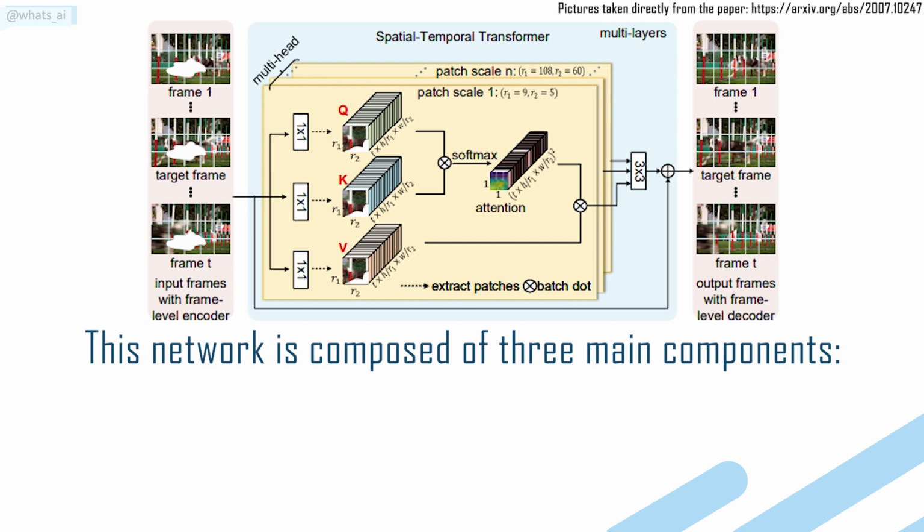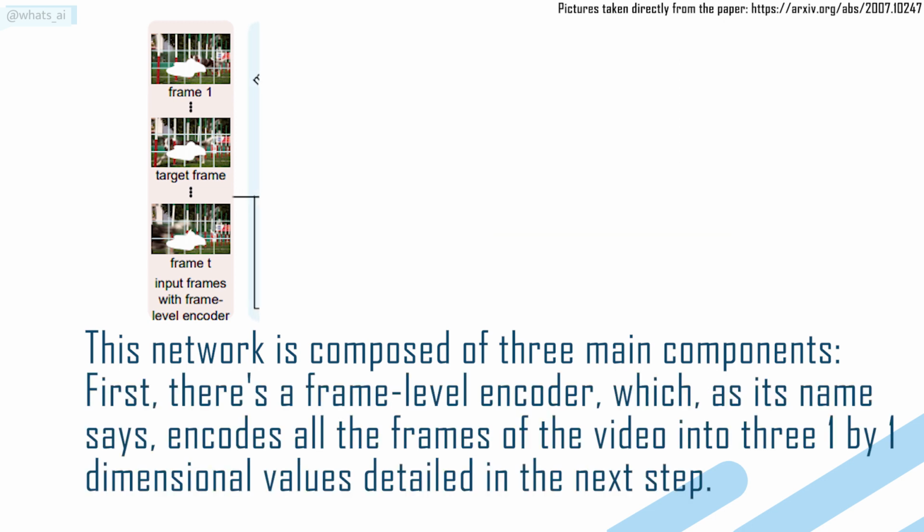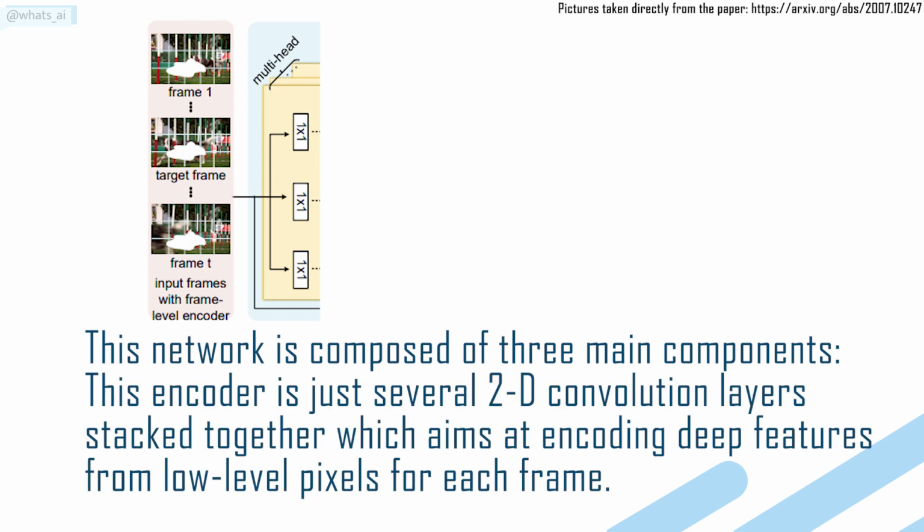This network is composed of three main components. First, there's a frame-level encoder, which, as its name says, encodes all the frames of the video into low-dimensional values detailed in the next step. This encoder is just several two-dimensional convolution layers stacked together, which aims at encoding deep features from low-level pixels for each frame.